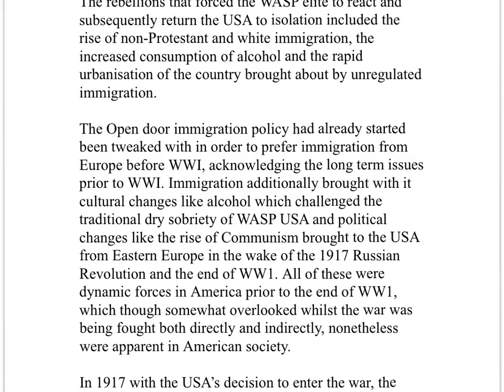Immigration additionally brought with it cultural changes, like alcohol, which challenged the traditional dry sobriety of white Anglo-Saxon Protestant America, and political changes like the rise of communism brought to the USA from Eastern Europe in the wake of the 1917 Russian Revolution and the end of World War I. All of these were dynamic forces in America prior to the end of World War I, which, though somewhat overlooked whilst the war was being fought, both directly and indirectly, nonetheless were apparent in American society.